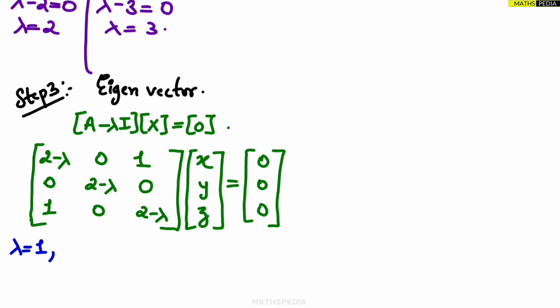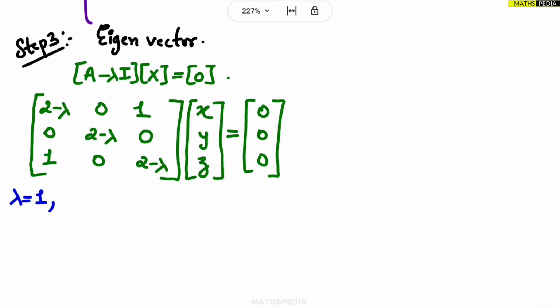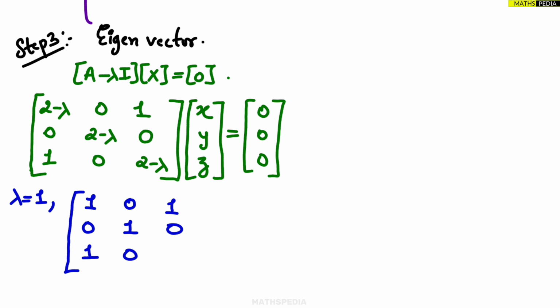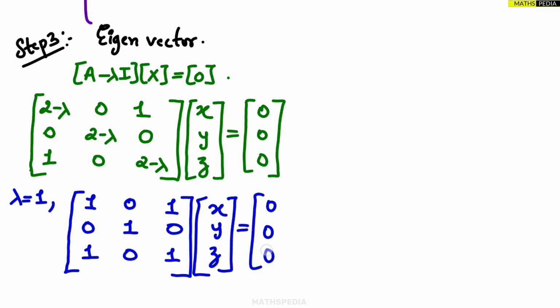Okay. So in place of lambda, you have to substitute 1. So 2 minus 1, 1, 0, 1, 0, 2 minus 1, 1, 0, 1, 0, 1. So from this, we have to form what? 3 equations. How to form 3 equations?